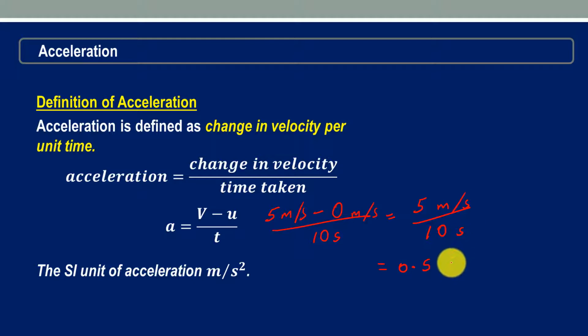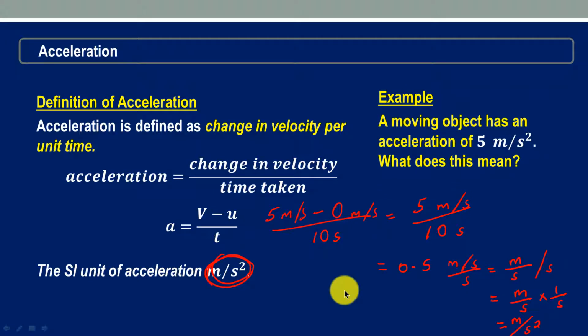Now let's look at the units. We've got meters per second divided by seconds. Now meters per second is meters divided by seconds, and then that meters per second is divided by another second. So this is like having meters divided by seconds times 1 over seconds, and that is where we get meters divided by seconds squared, and we call it meters per second squared. So remember, the SI unit of acceleration is meters per second squared.